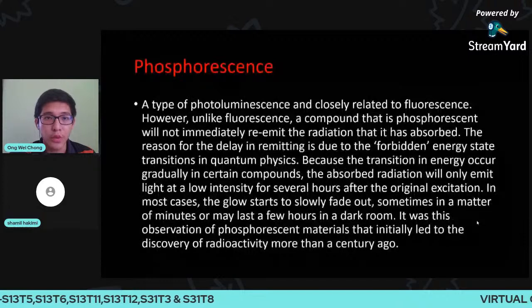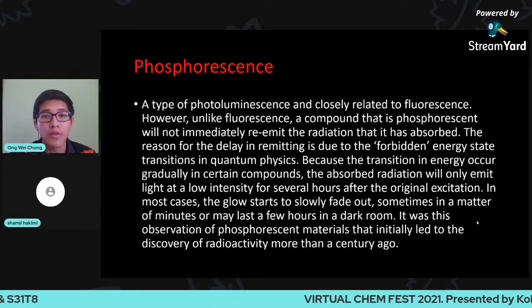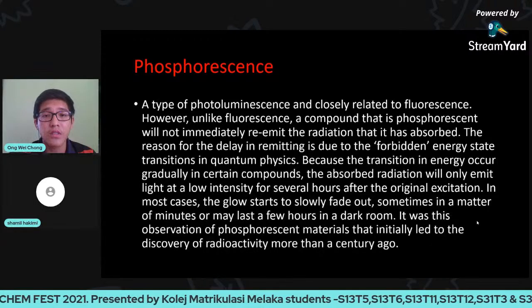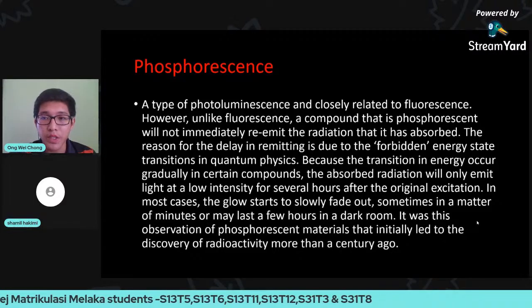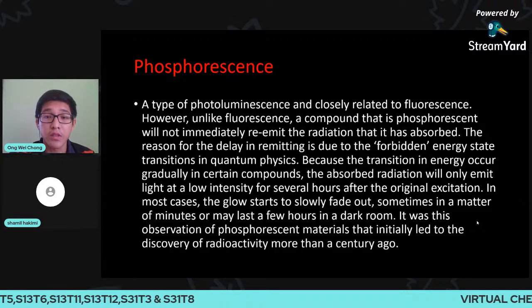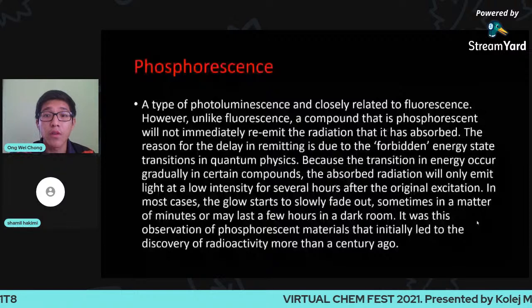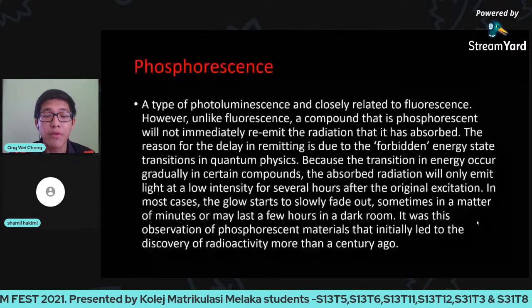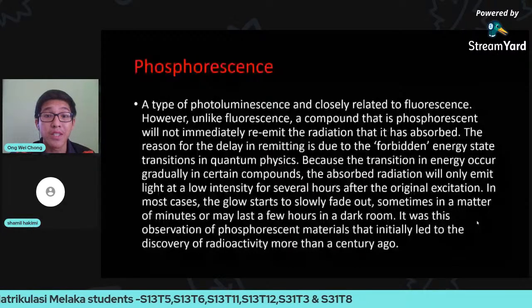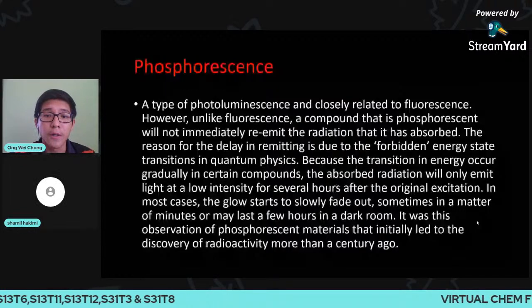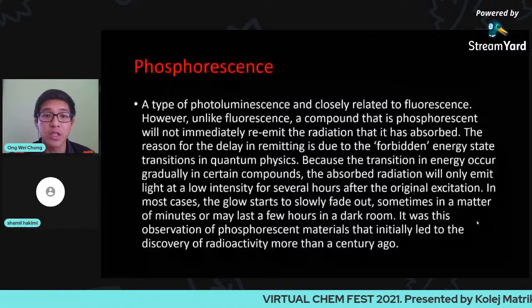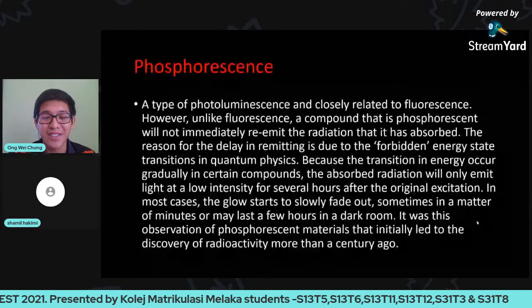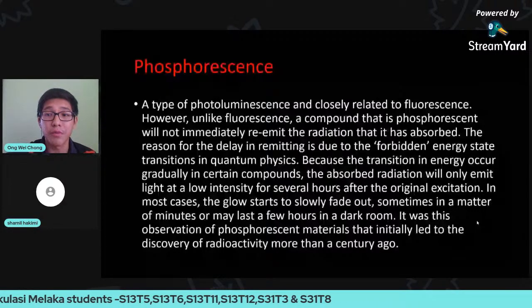Moving on to the next one, which is a bit different from chemiluminescence: phosphorescence. Phosphorescence is also a process of emitting light and is quite similar to fluorescence, which Shamil said just now. What is the difference? In fluorescence, when the object absorbs light energy, it re-emits the light immediately. But in phosphorescence, it does not re-emit immediately, but with a delay. This is due to the forbidden energy state transition in quantum physics. Because it is quite a deep topic, those who are interested may search for forbidden energy state transition in quantum physics.